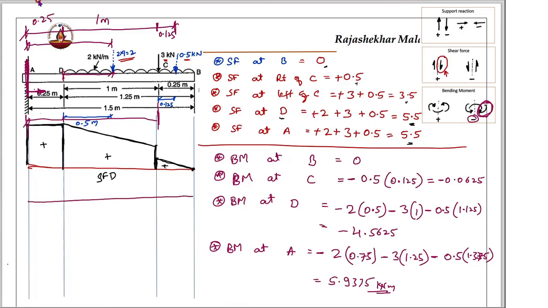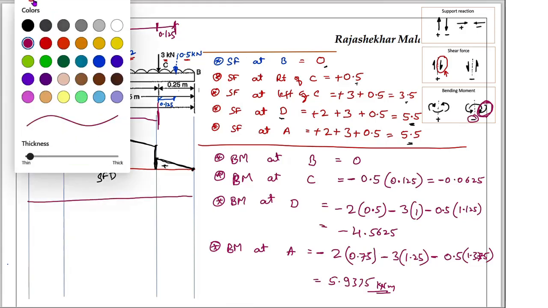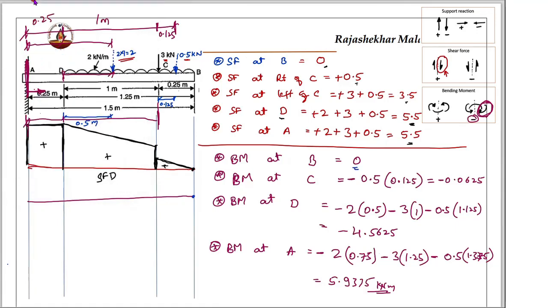Now we'll draw the diagram. Now look at here. At B, it is 0. At C, it is minus 0.0625. And at C, 4.5625. Right? Then at D, 5.93. This is 5.93. This is 4.56.